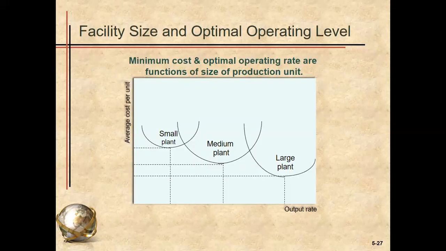Okay, same like before. We need to identify the facility size and optimal operating level from small, medium, and large. Same like before, we need to identify what is the lowest cost for the small plan. You can see here the medium plan and then the large plan. Identify the minimum cost in each plan.